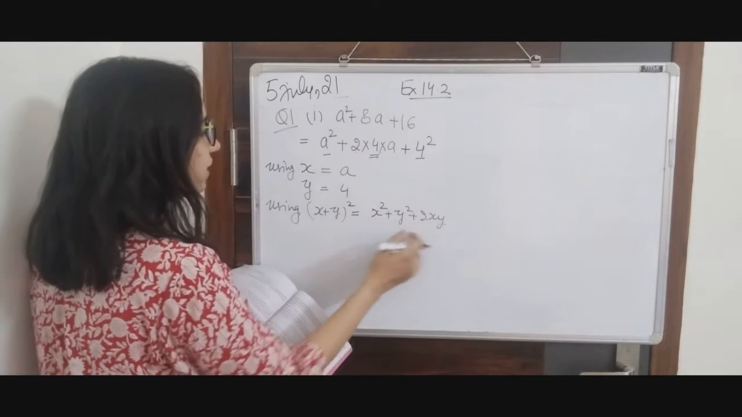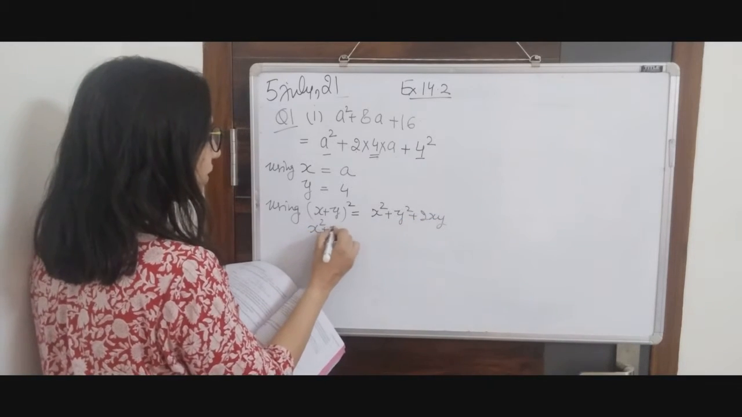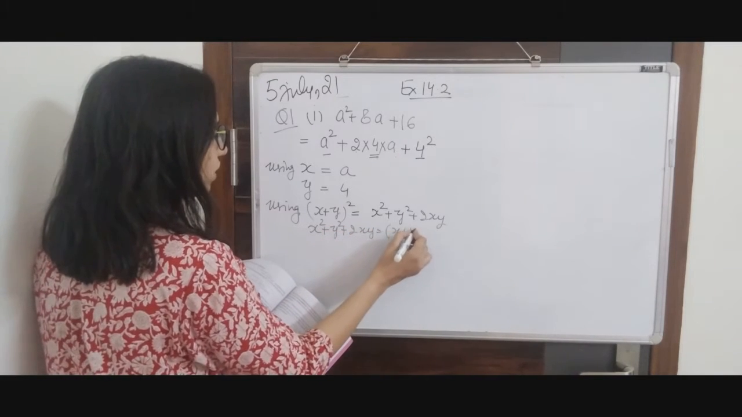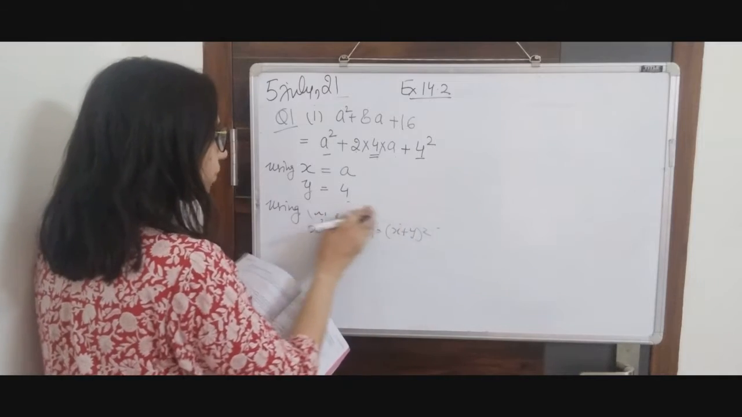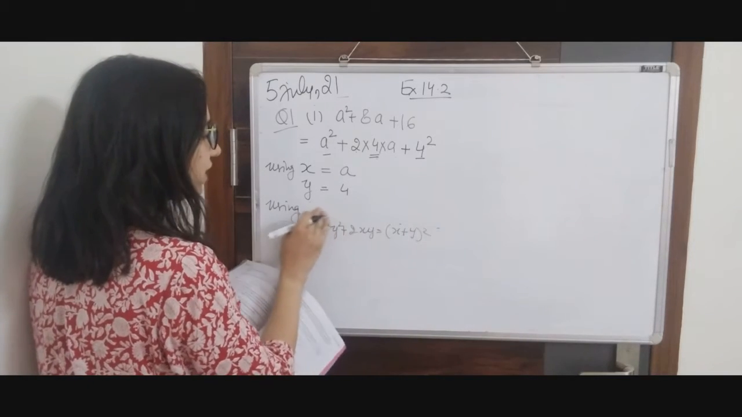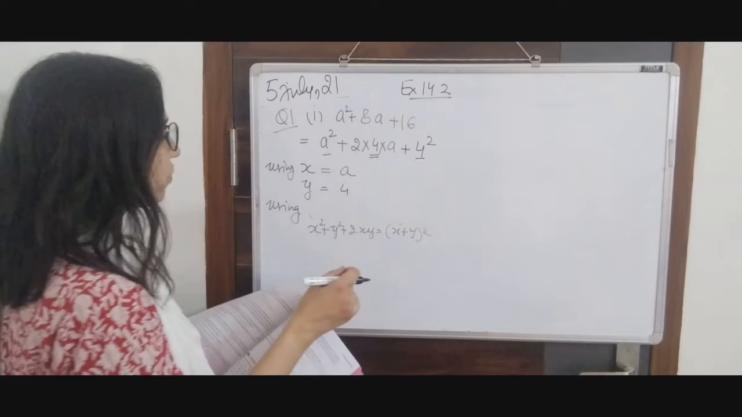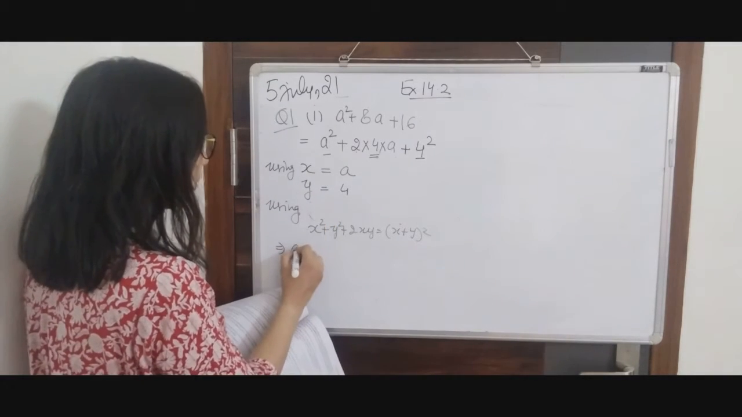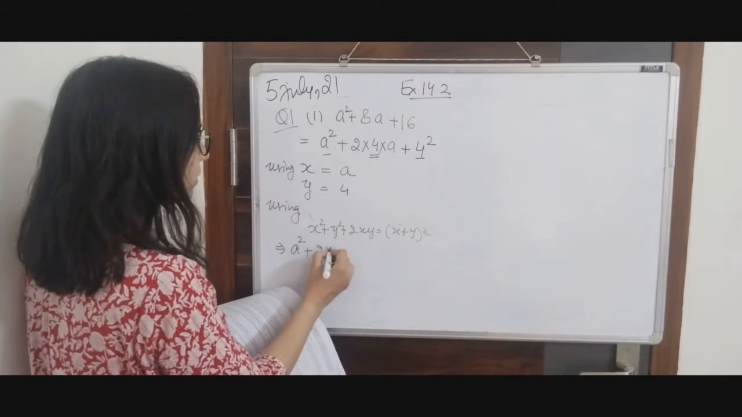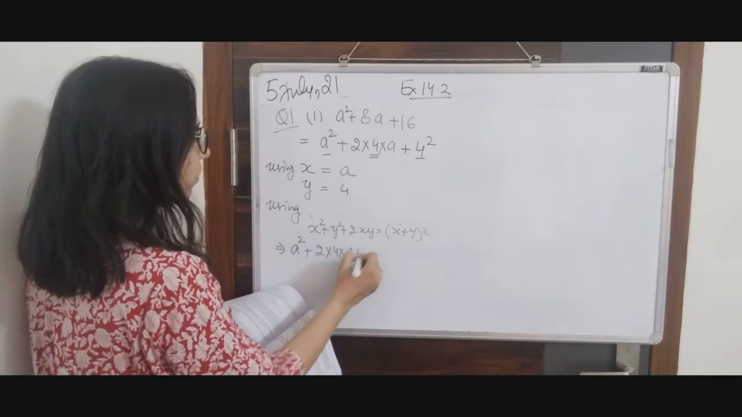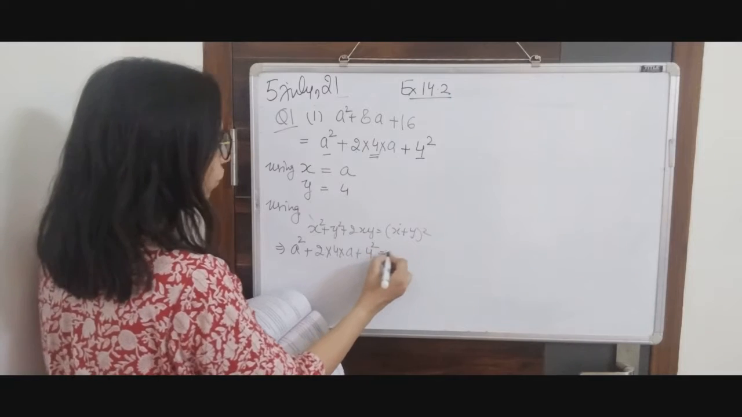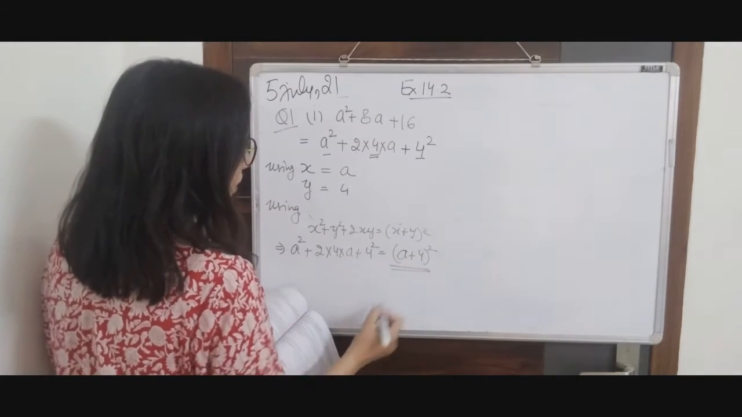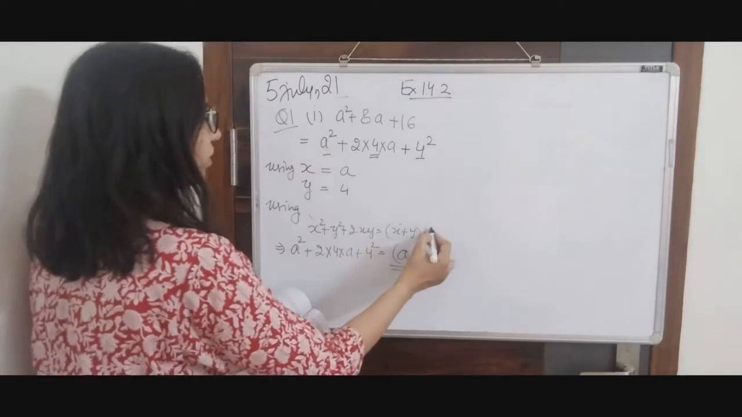So should we write like this or should we write like this? x square plus y square plus 2xy is equal to (x plus y) whole square. So we will be using this. Both are the same, but it matters where we are starting. So our expression, which was a square plus 2 into 4 into a plus 4 square, will be equal to (a plus 4) whole square. This is our answer and we have used this identity.